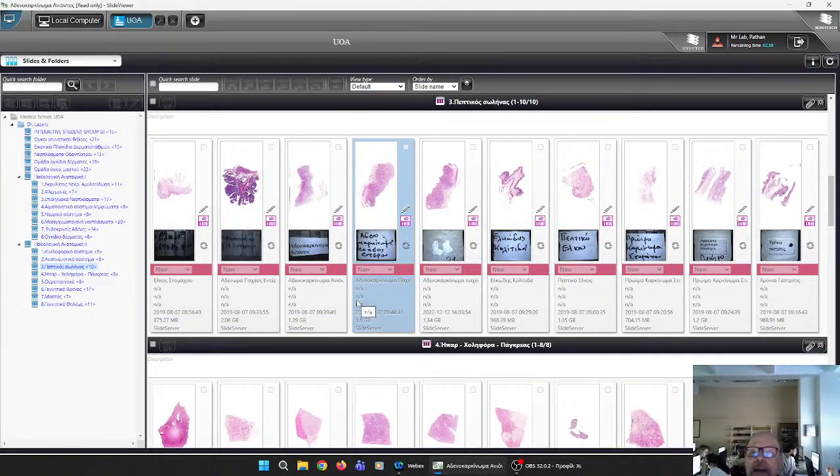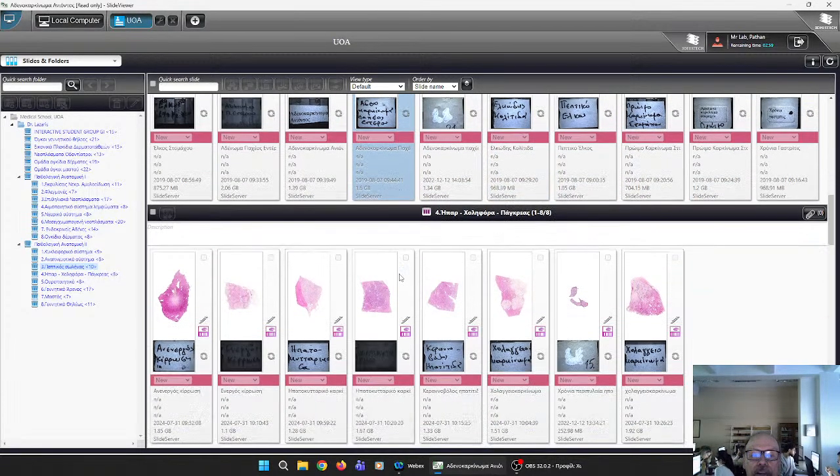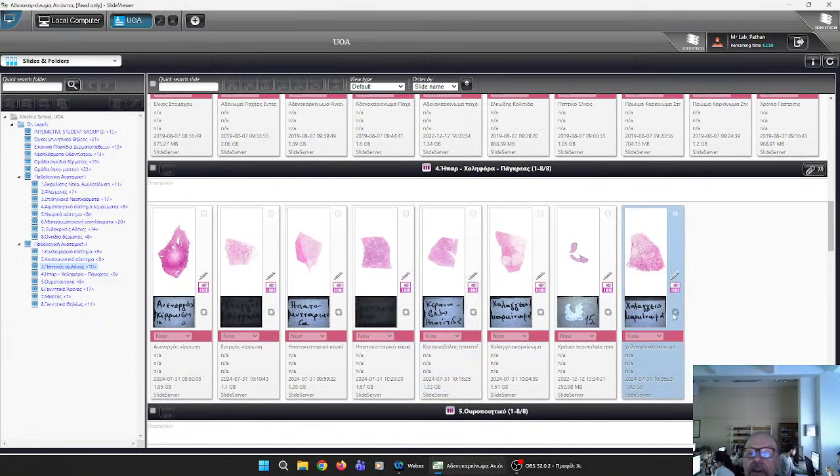Any other slides? No, we've seen them all. And the last series is the liver pathology. It's okay. I think I'll manage. I'll manage the liver pathology as well.